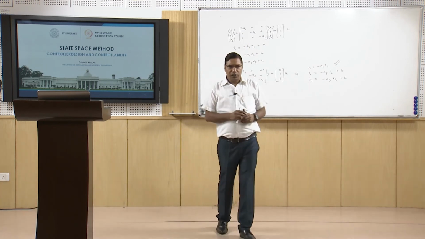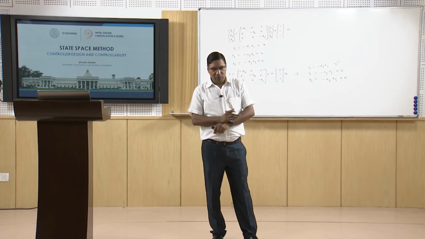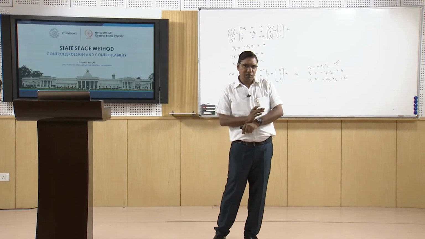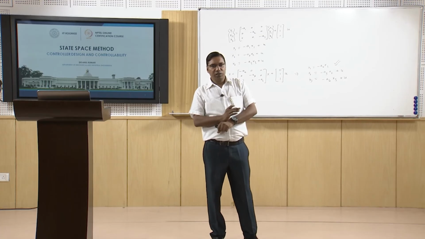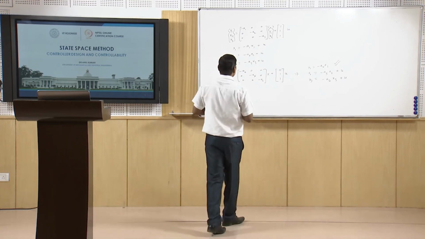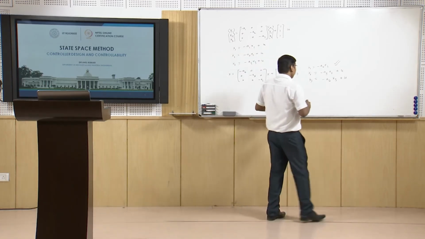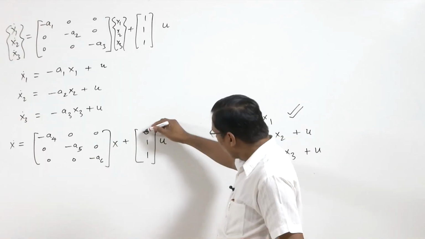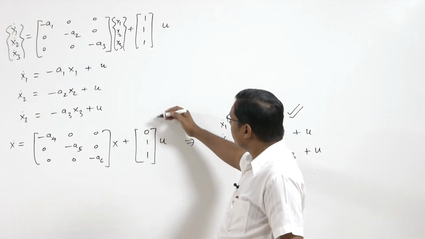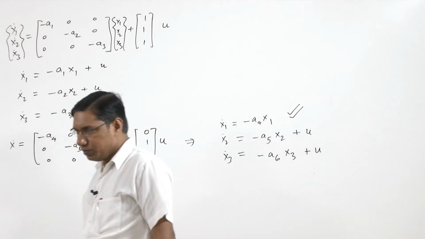This system has distinct eigenvalues because it is a diagonal matrix. So we can say that a system with distinct eigenvalues and a diagonal system matrix is controllable if the input coupling matrix B does not have any rows that are 0. If any row of this B matrix is 0, then the system is uncontrollable.